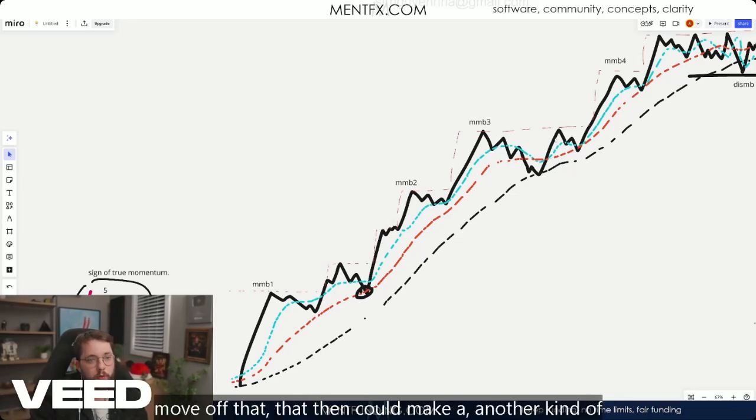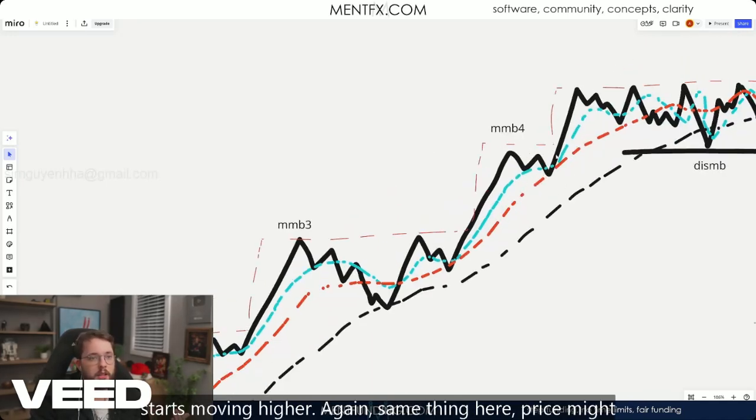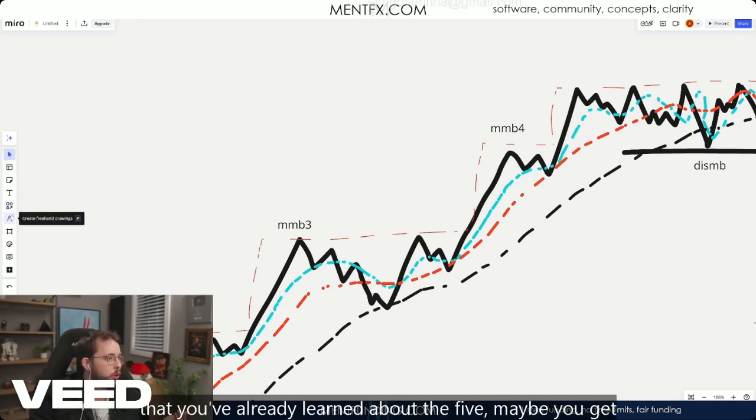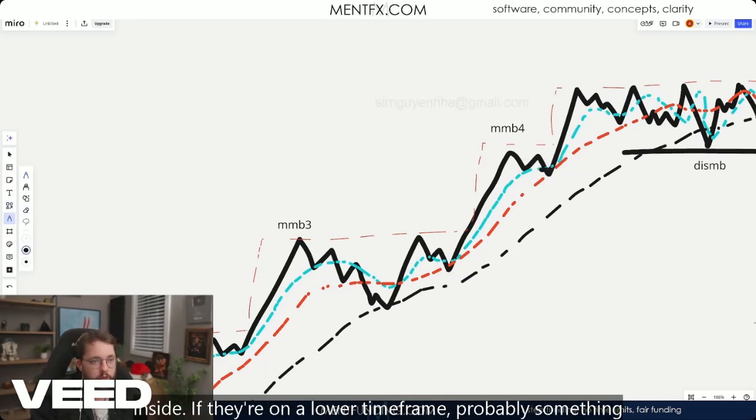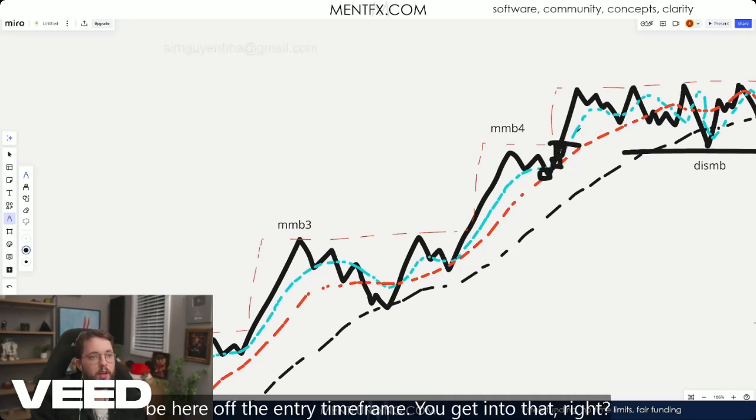And then you might get the move off that, which could make another kind of momentum MB or part of the momentum MB in that area that catches up to, in this case, the 5 or the 10, rising 20, and starts moving higher. Again, same thing here. Price might pull back to the 5, and then because of the rule that you've already learned about the 5, maybe you get inside of there on a lower time frame, probably something like this, MB1, MB2, maybe a momentum cycle MB here, off the entry time frame. You get into that, right?